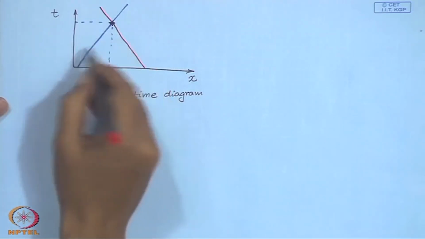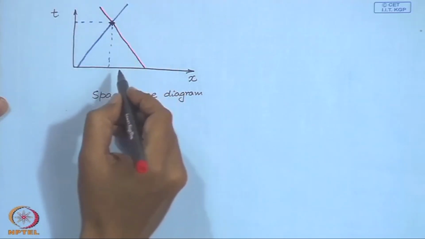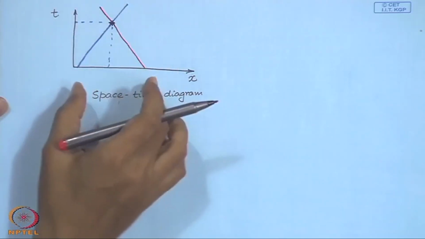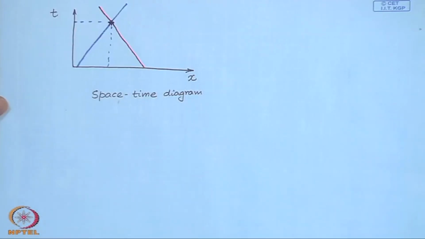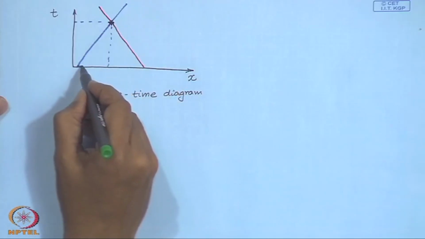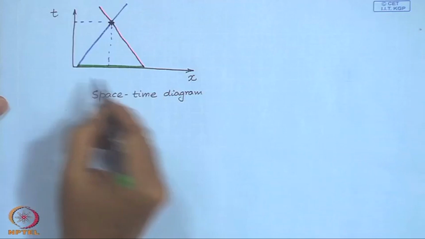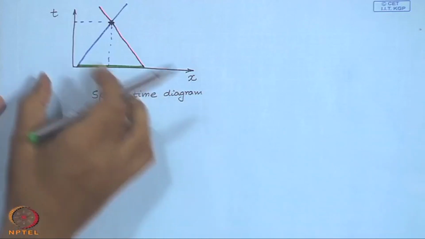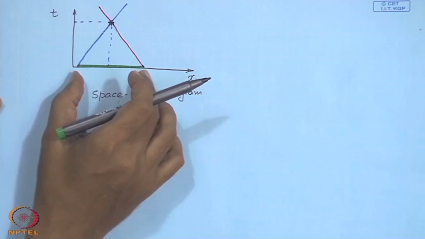So, these are the two characteristics, one is of the negative travelling wave, the other is of the positive travelling wave. So, we will see very soon that the solution at a space time point depends on the conditions. So, these are the initial conditions. So, at t equal to 0 what we specify are the initial conditions.